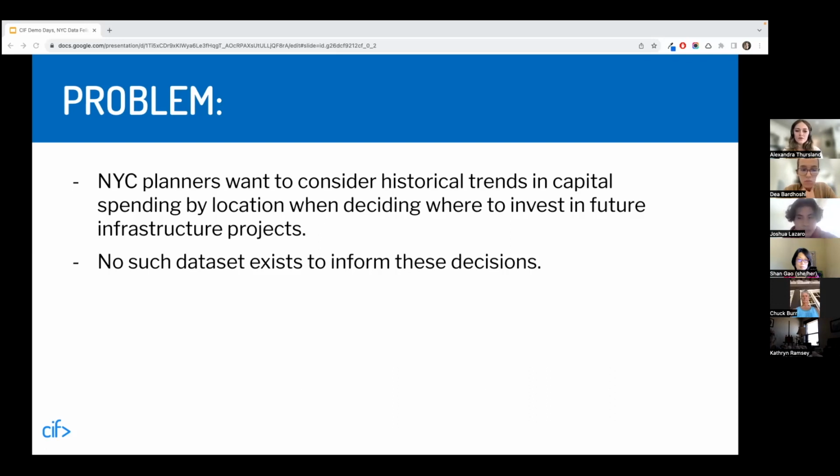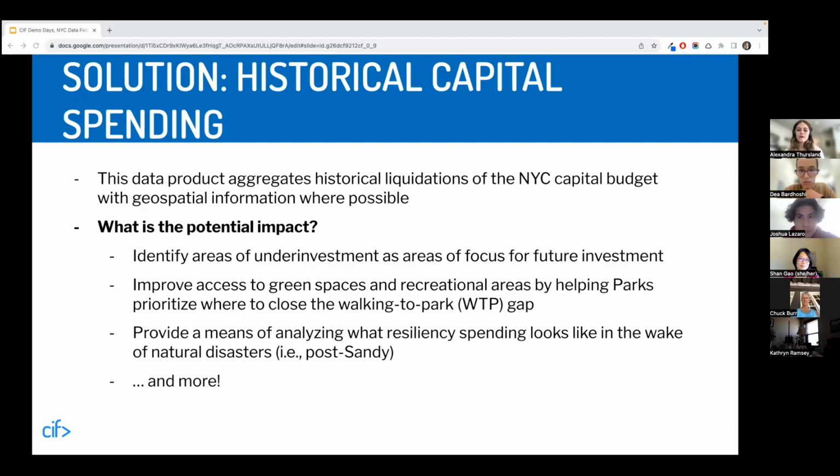New York City is at the forefront of open data initiatives, and in the age of big data, where seemingly everything is recorded, there's no single source of truth for city planners to reference when they need to see where and when capital money has been spent. So today we present to you the solution to this problem, which is the Historical Capital Spending Data Product. Historical Capital Spending is a database that aggregates historical liquidations of the New York City capital budget with geospatial information where possible. But you might be wondering, why exactly does that matter?